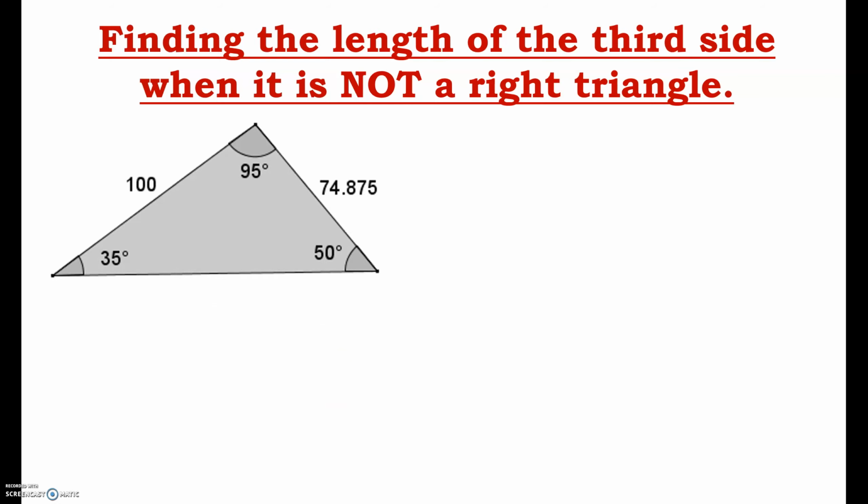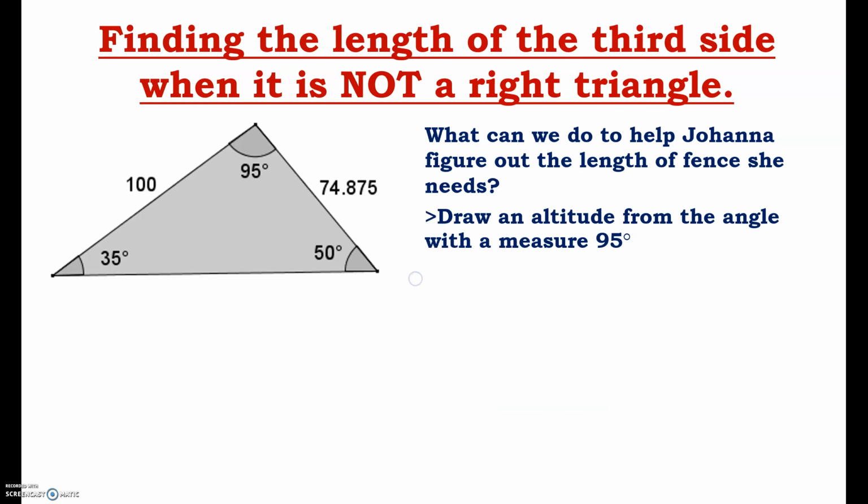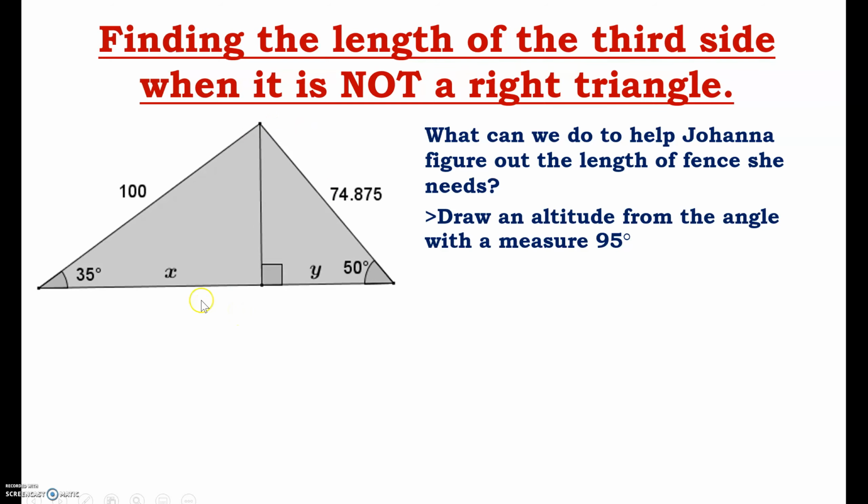We did an example similar to this where it's an isosceles triangle. So it's actually the same concept. So what can we do to help Joanna figure out the length of the fence she needs? The first thing you're going to do is draw an altitude where the 95 degrees happen. So you're going to draw an altitude and it's going to look like that.